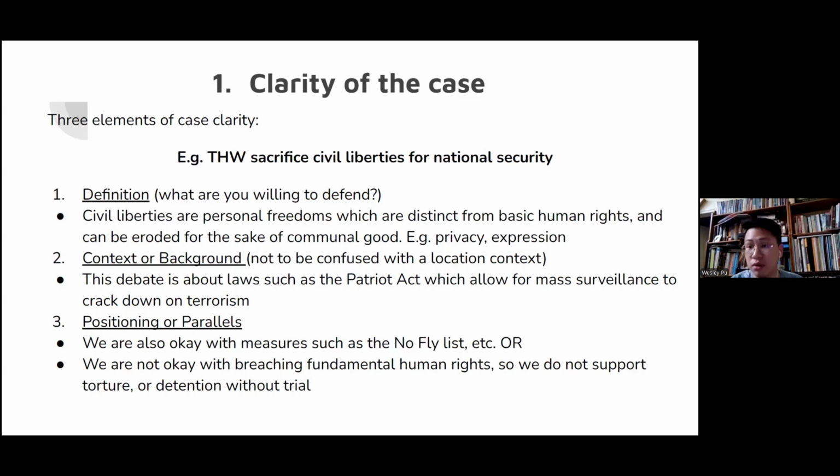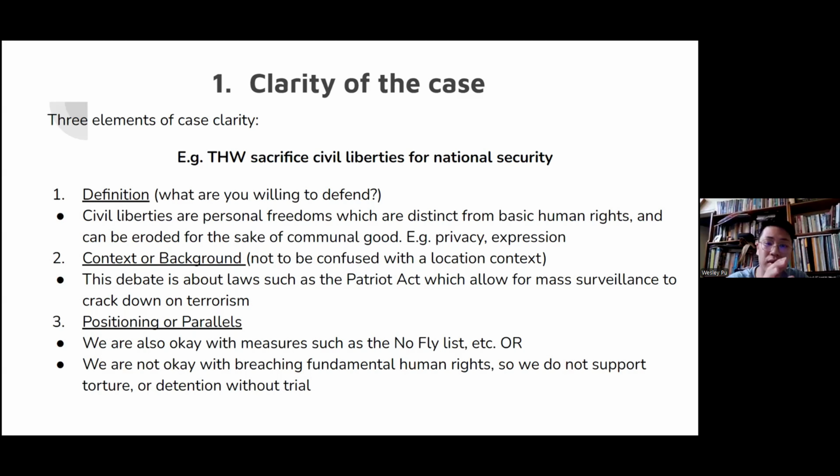You don't support detention without trial because you want people to at least have their day in court, because civil liberty is okay. You also don't support stuff like extrajudicial killings, like killings that aren't sanctioned by a court or killings that aren't done in self-defense. Like you just kill people because you think they're bad people. You're clearly not okay with defending this.